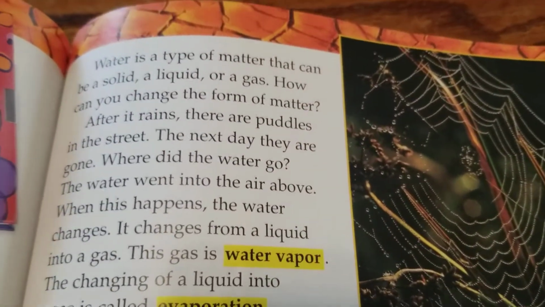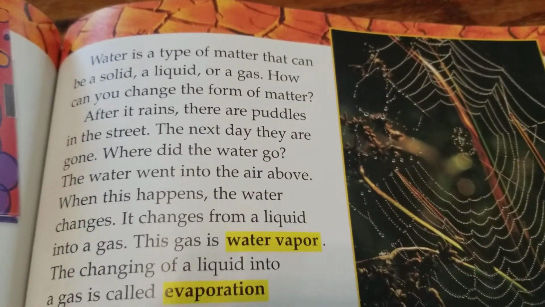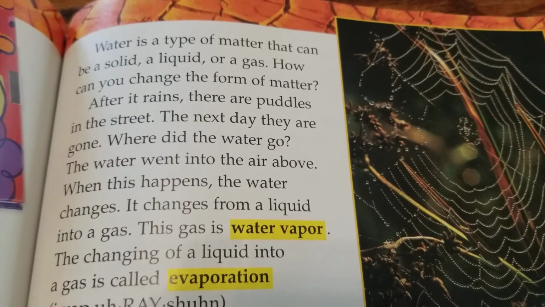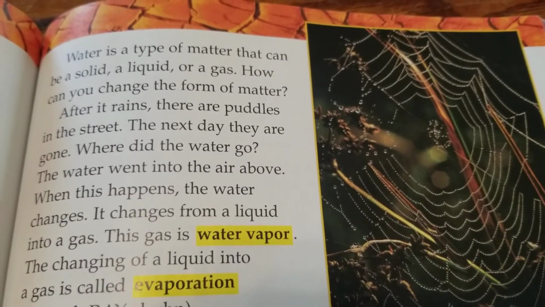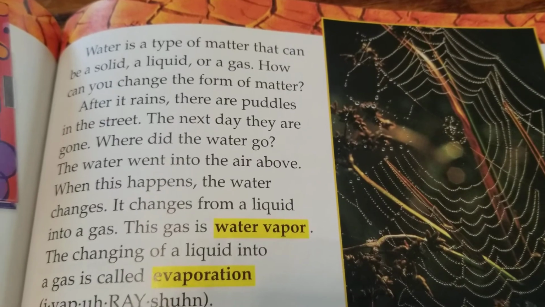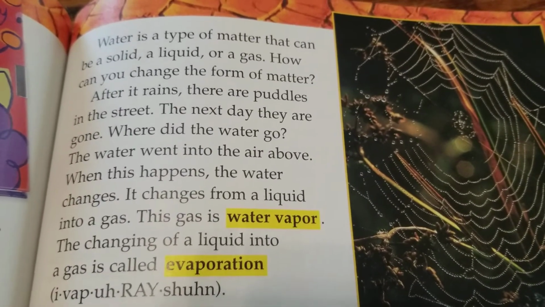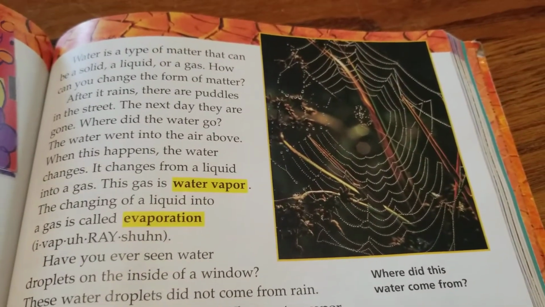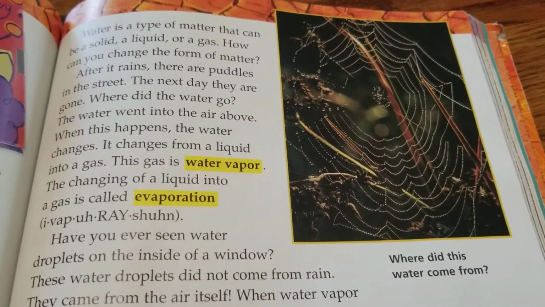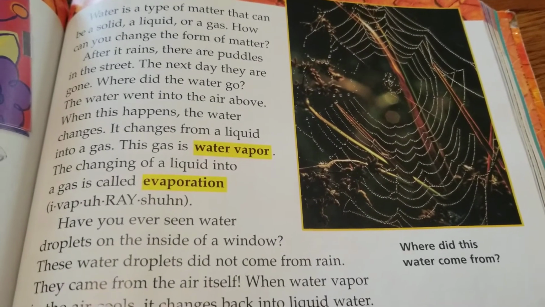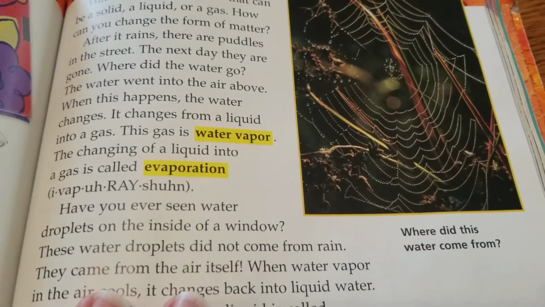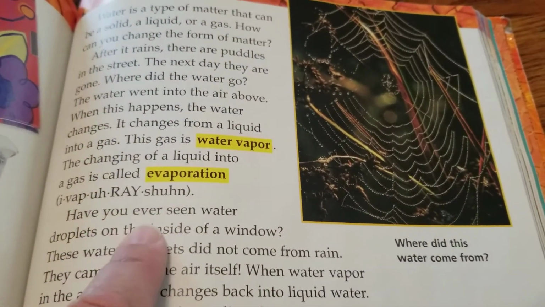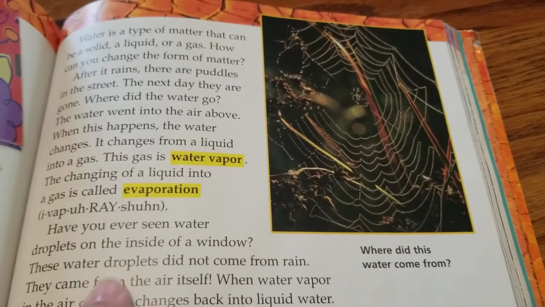All right, water is a type of matter that can be a solid, a liquid, or a gas. How can you change the form of matter? After it rains, there are puddles in the street. The next day, they are gone. Where did the water go? The water went into the air above. When this happens, the water changes. It changes from a liquid into a gas. This gas is water vapor. The changing of a liquid into a gas is called evaporation.